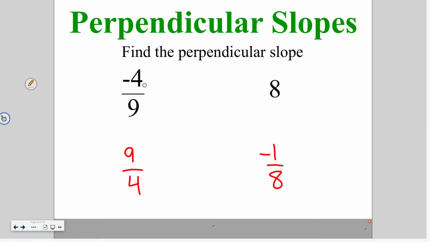The first one started with a negative, so it turns to positive. When we flip it over, it's 9 over 4. The second one started as a positive, so when we flip it over, it's going to become a -1 over 8.